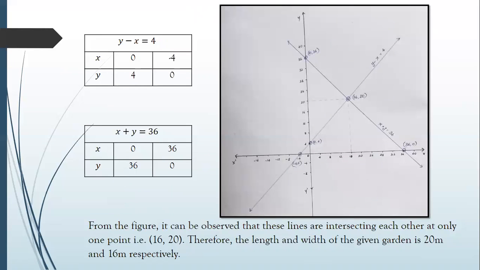So length and width of the garden are 20 meters and 16 meters because we had taken length to be y and width to be x. X coordinate is 16, so width is 16 meter. Y coordinate is 20, so length is 20 meters.